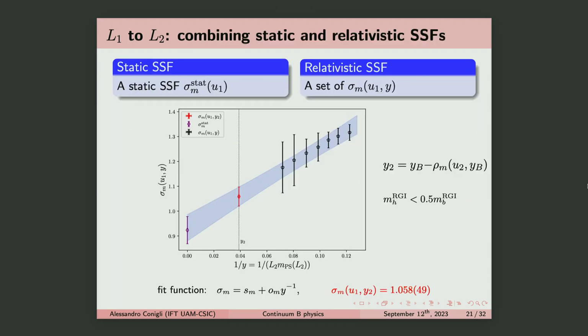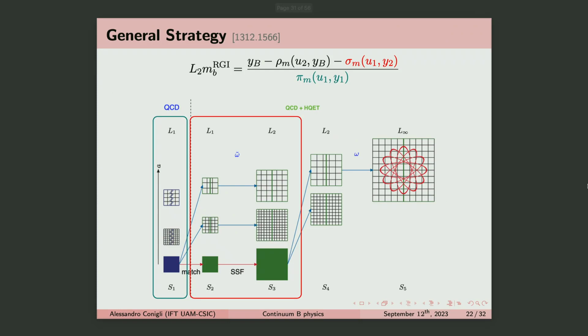Again, we have the static data, we have the relativistic data, we can simply interpolate among the two at the target b quark scale y2, which is now determined by the physical input minus the previously determined step scaling function connecting L2 to L_CLS. If you now go back to the original strategy, this is what we computed, and we can now move to the final computation of L1 in a full QCD setup.